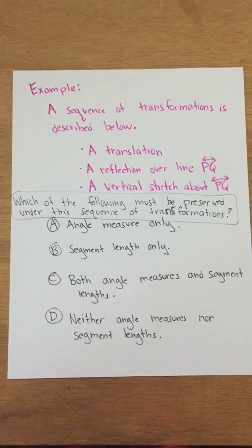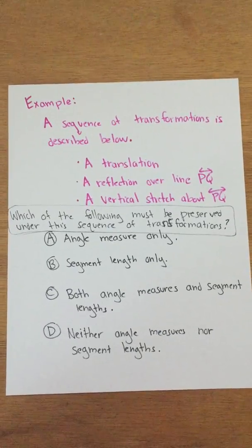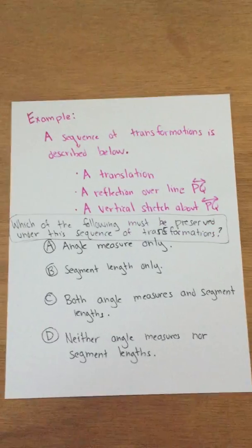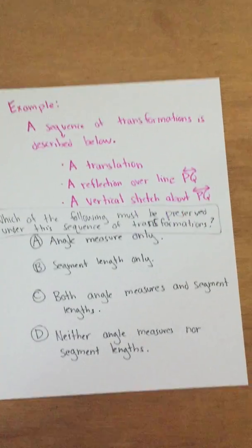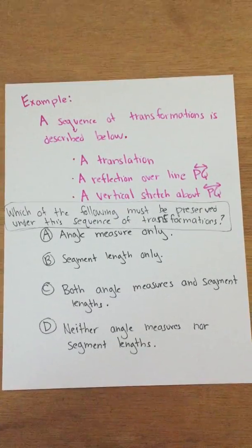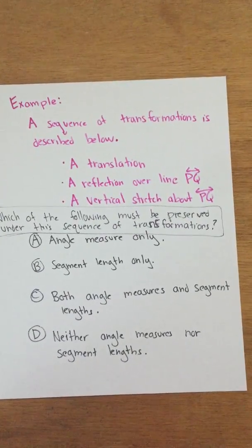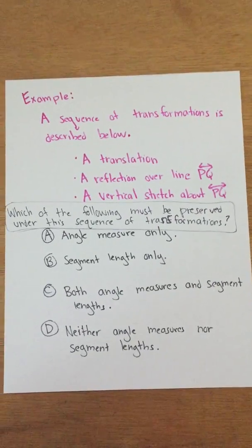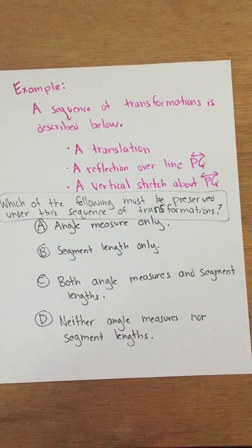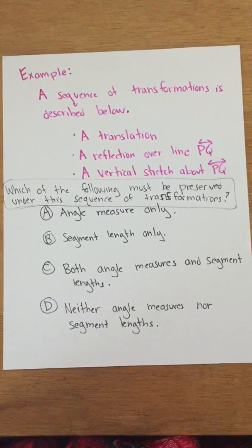So even though the first two preserved the angle measures and the segment lengths, the vertical stretch makes it all wonky. So nothing is going to be preserved, so neither angle measures nor segment lengths are preserved. Okay, so that's how you guys want to go through. You see which transformations occur, okay, and then if any occur that make it so that certain things are not preserved, then you mark those off.